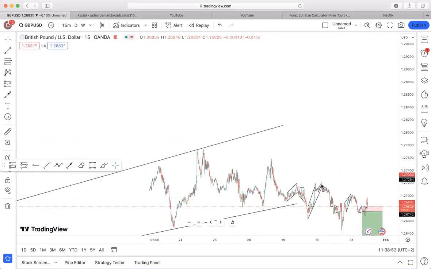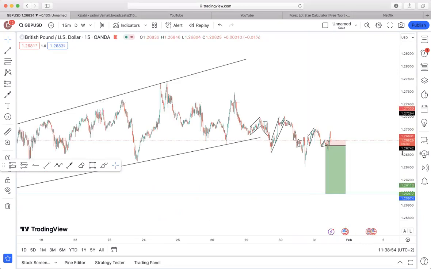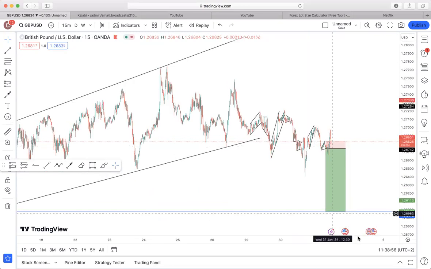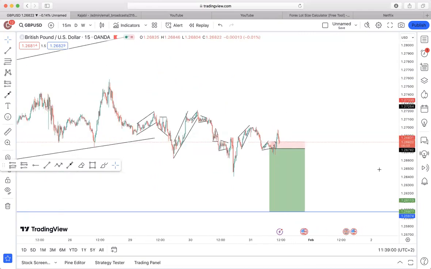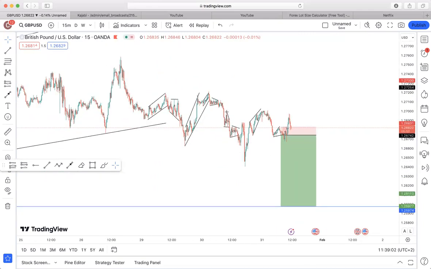So on the lower time frame, we are expecting price to give us that selling impulsive move to the downside. But on the lower time frame, it is going to look like small impulsive moves and corrections. So that's how price is looking.